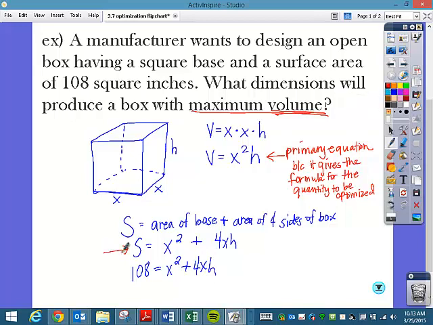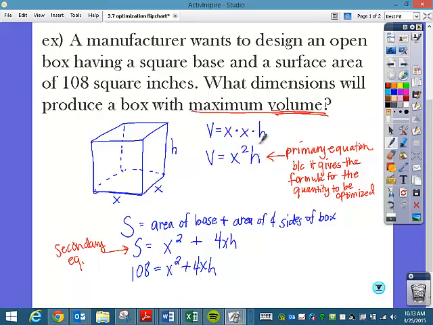We're not trying to optimize surface area, but this equation is just going to help us solve for our optimum dimensions. So this is our secondary equation. It's just kind of like a helping equation. It gives us some important information that we can use. So because volume is what we are trying to maximize, we want to write volume as a function of just one variable. So what that means is right now we have volume as a function of both x and h.